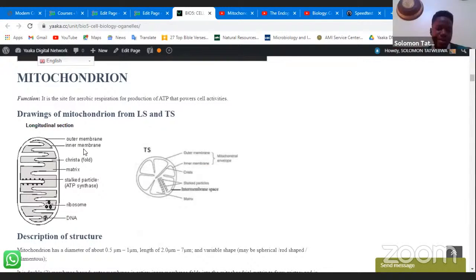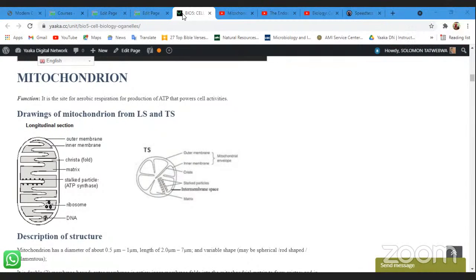The other organelle I wanted us to talk about today is the mitochondria, or the mitochondrion. What is the function of the mitochondria? Becky, what is the function of the mitochondria? The mitochondria is a site for pyruvic acid oxidation by the Krebs cycle.